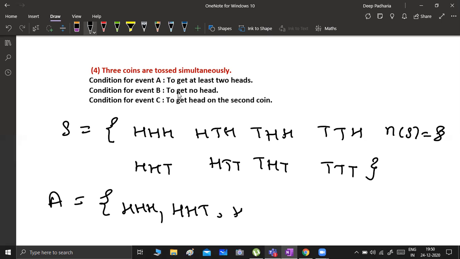Anything else? HTH आएगा और THH आएगा और कुछ at least 2 heads बोला है. So what will be N of A? N of A would be 4. ठीक है.